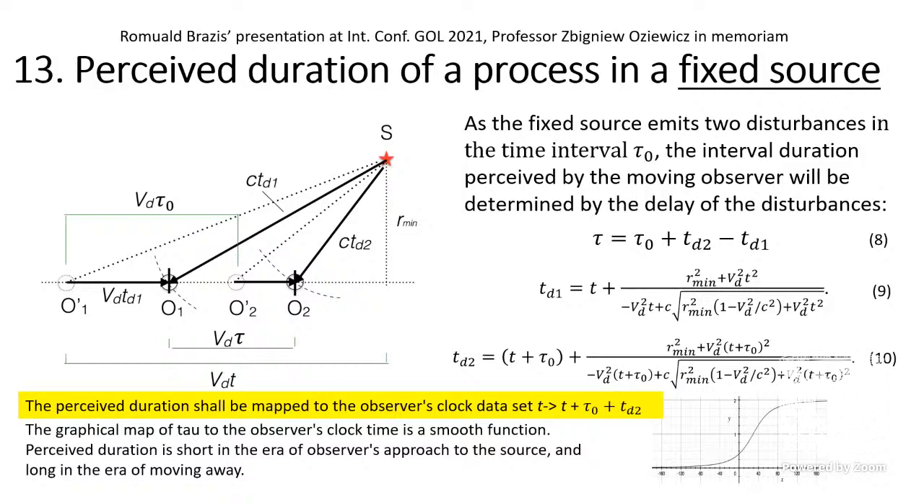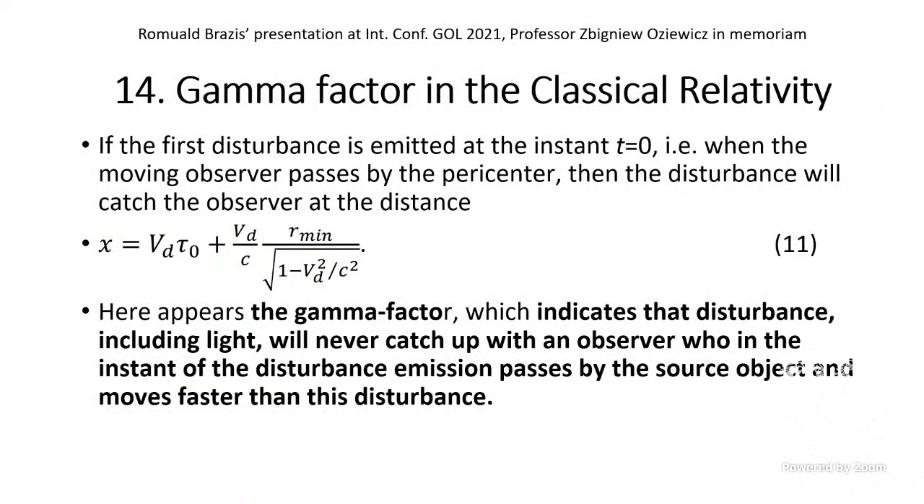The graphical map is a smooth function, and perceived duration is short in the area of the observer's approach to the source, and long in the area of moving away. If the first disturbance is emitted at the instant t0, when the moving observer passes by the pericenter, then the disturbance will catch the observer at the distance given by formula 11. Here appears the gamma factor, which indicates that the disturbance, including light, will never catch up with an observer who, at the instant of disturbance emission at the source, moves faster than this disturbance.